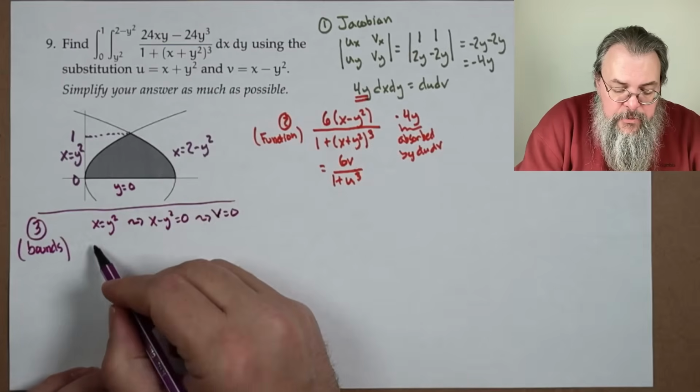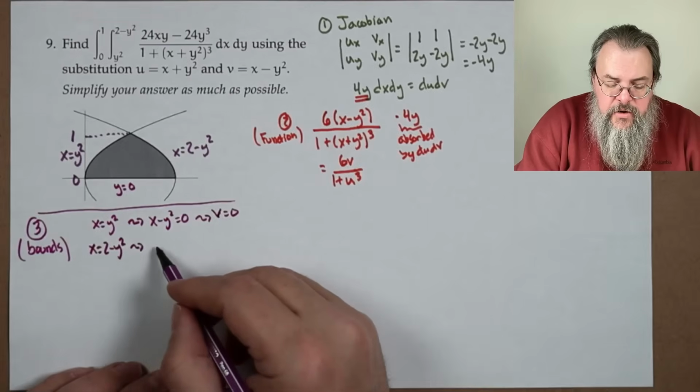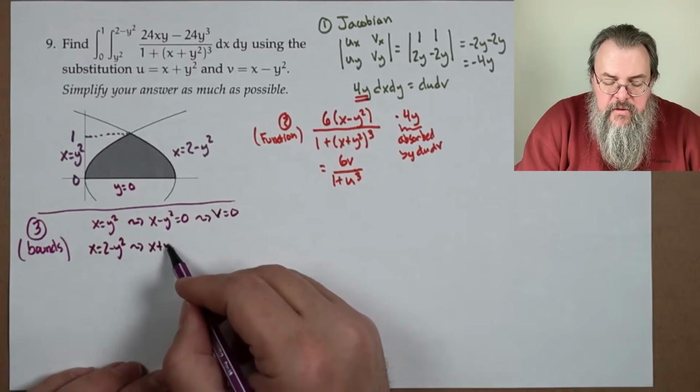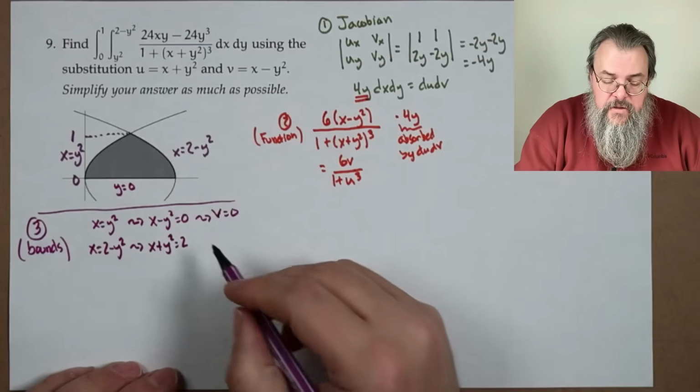This curve, x equals 2 minus y squared. Well, again, move the y squared across. x plus y squared equals 2. And x plus y squared, that's a u.